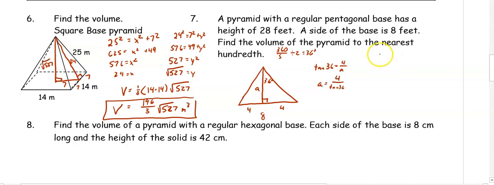So when we go to do our volume, we have 1/3 times the area of the base, which is 1/2 times the apothem times the perimeter. Well, if each side is 8 and it's a pentagon, the perimeter is going to be 40, and then times the height of the pyramid, which is 28. So when we put that all in our calculator, we get 1027.70 feet cubed.